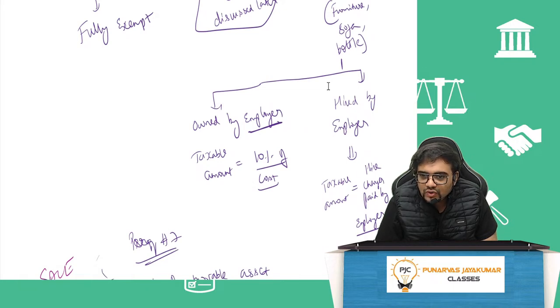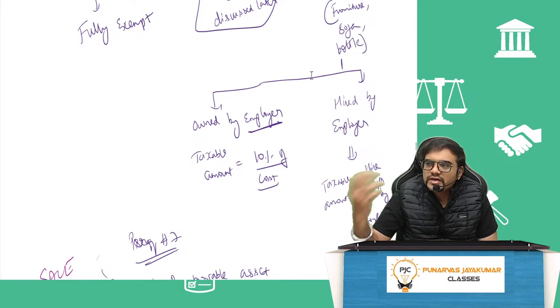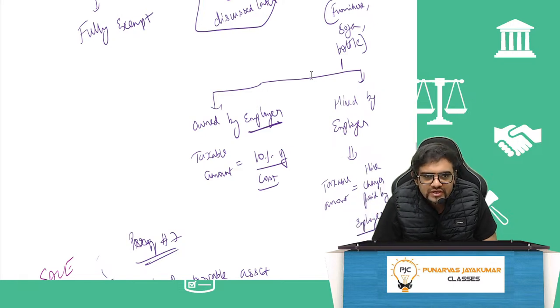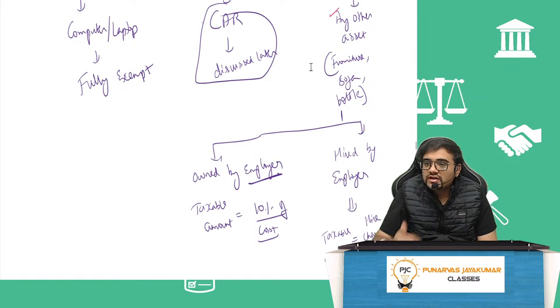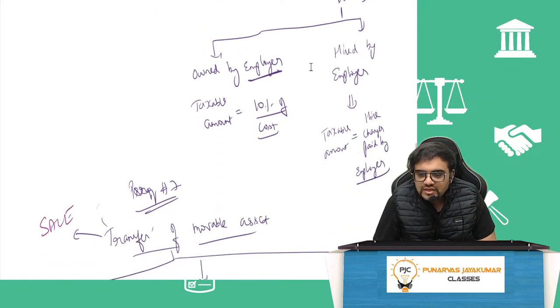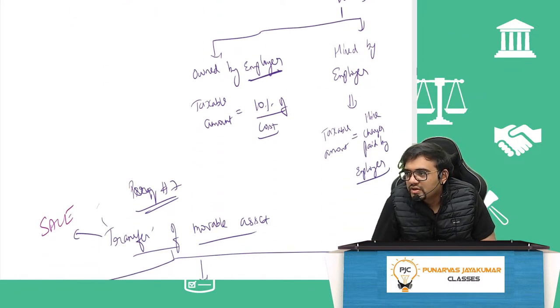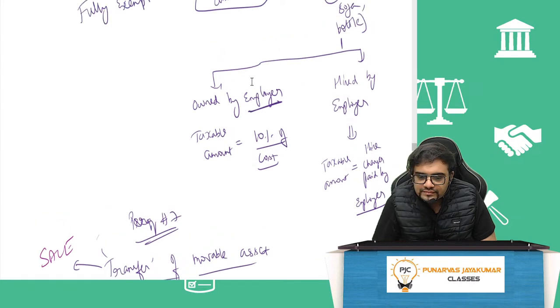If furniture is owned by the employer and sent to your house, where you can use it, they have given you, you know, you rent your own house, I'll give you some 3-4 furniture. Yes, many arrangements are like that. What is the taxable amount? 10% of the cost. If they have hired, there's a company called Furlenco where you can hire furniture and all, so they will hire from Furlenco and give you. Then the higher charges paid by the employer will be your taxable perquisite.